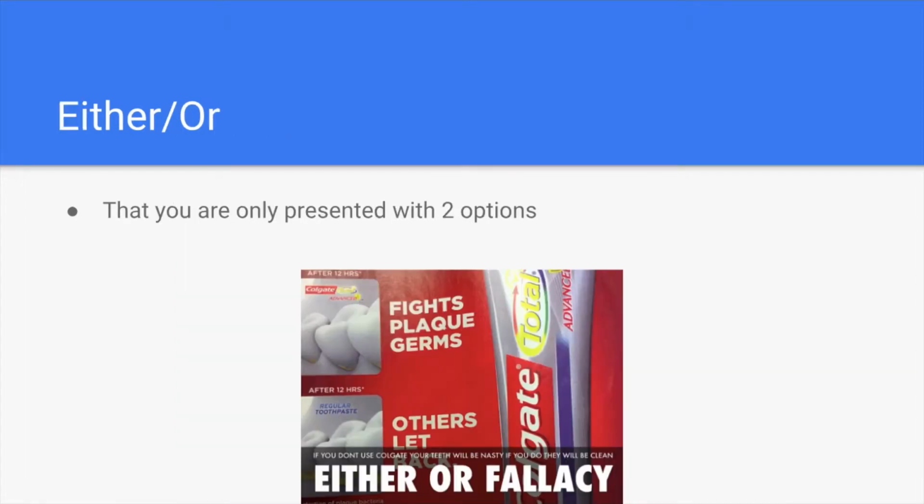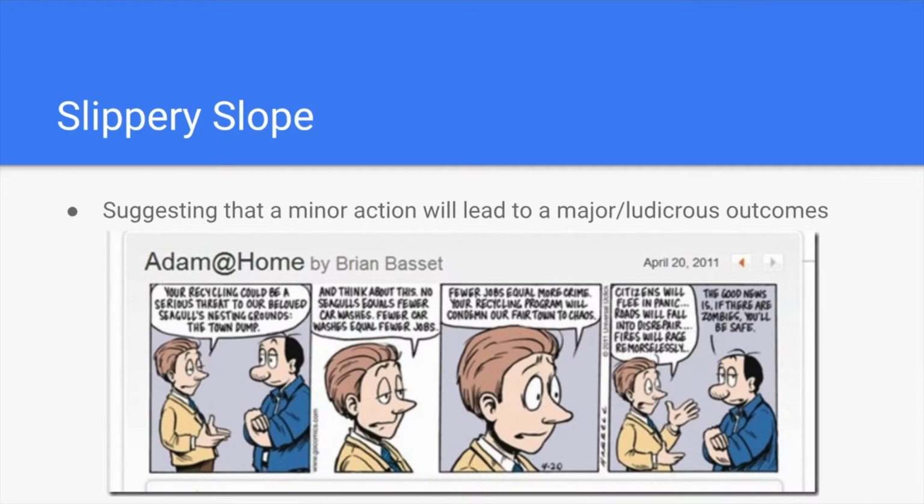Another fallacy is the either-or fallacy. This is very prominent in advertising, and it basically means that you're only presented with two options, and there's only one that's the clear-cut one that you should choose. For example, this is a toothpaste ad for Colgate, and there's only two options. Either fight the plaque germs, or all the other toothpaste, let it go back. And obviously, as you're being advertised to, you'd probably pick to fight it, and that's the fallacy.